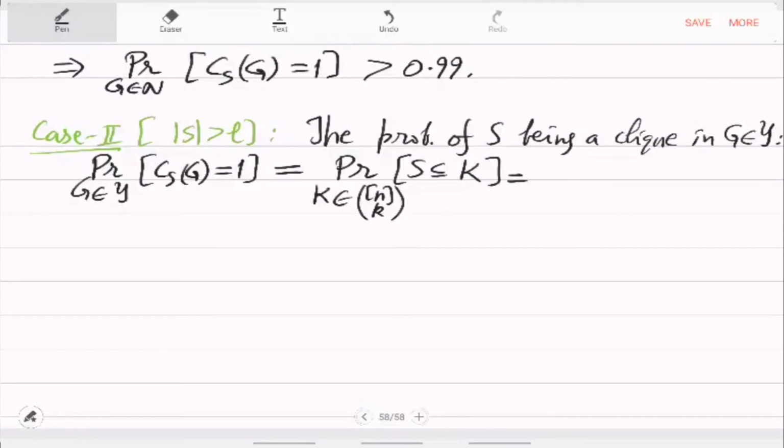Given an S of size more than L, we can first give the exact probability. You want to pick a random subset big K, but you also have to put big S in it, right? So the total number of choices is n choose K, and the favorable ones are n minus set S choose K minus set S.